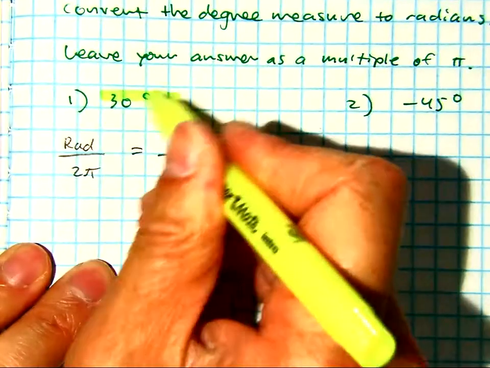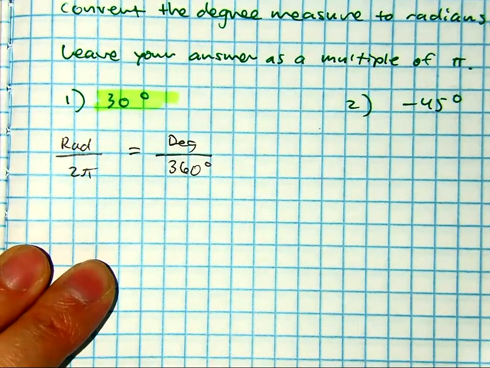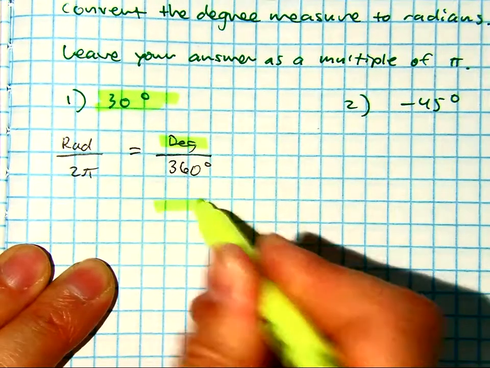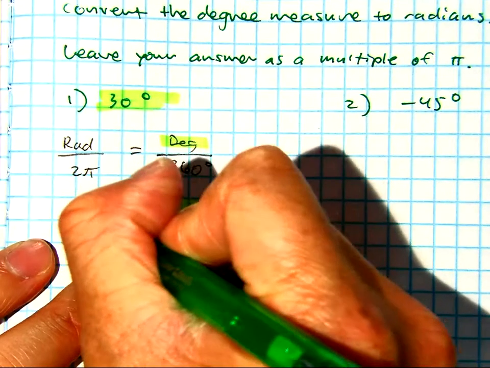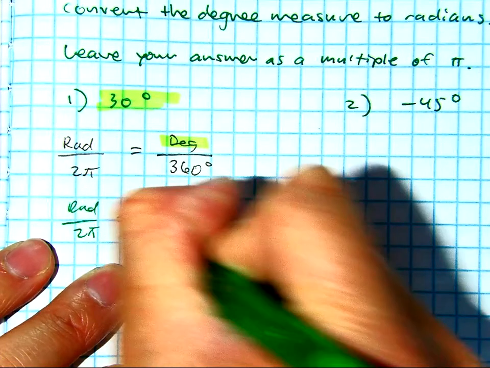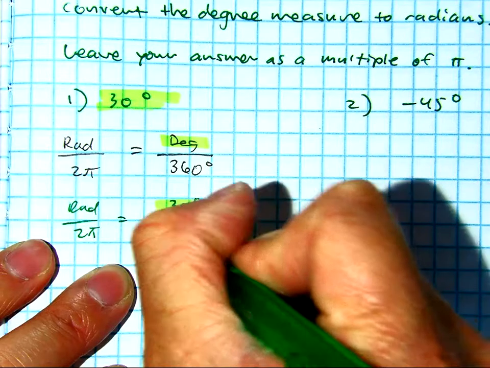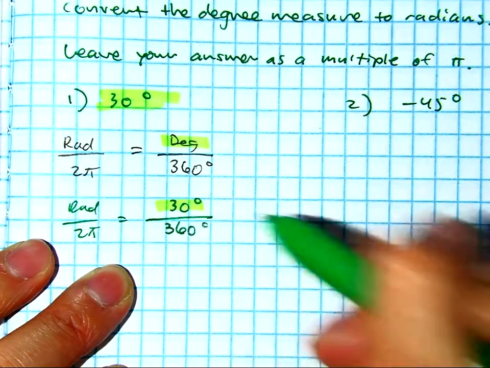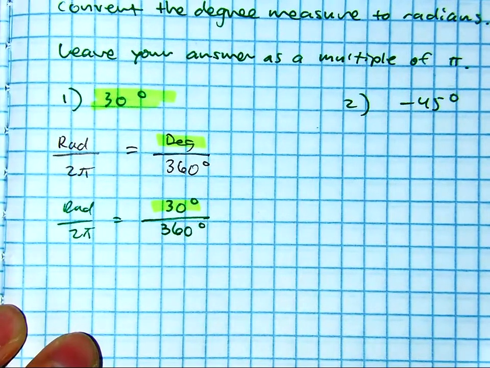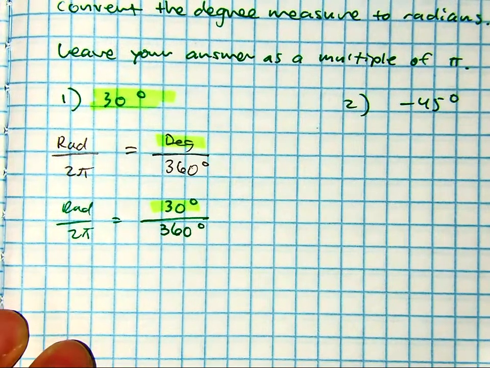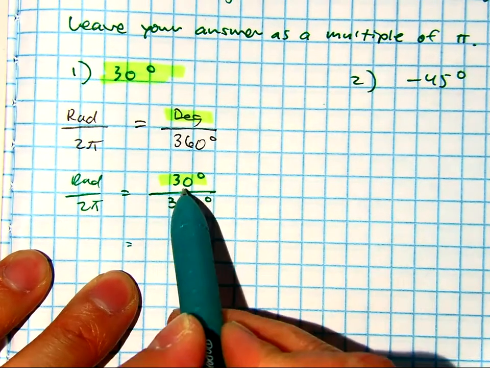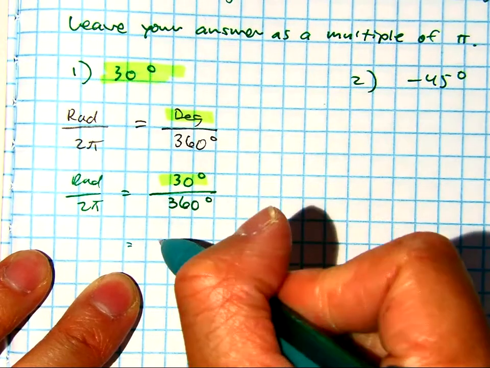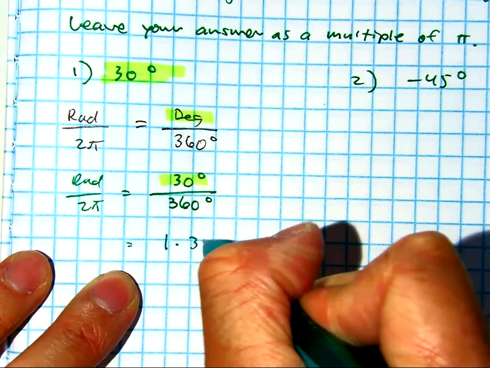Question: did they give us degrees or radians? So I'm going to put it right there. So I have radians over 2 pi equals 30 degrees over 360 degrees. Guess who came back? Your best friend, fractions. 30 degrees is a factor of 1 times 30 degrees.